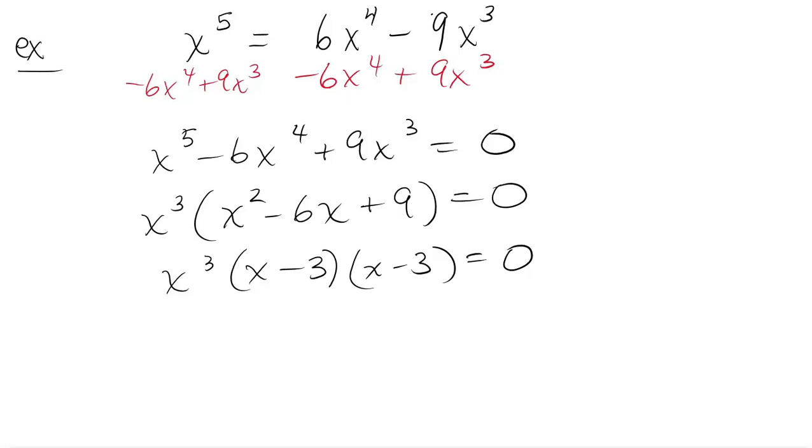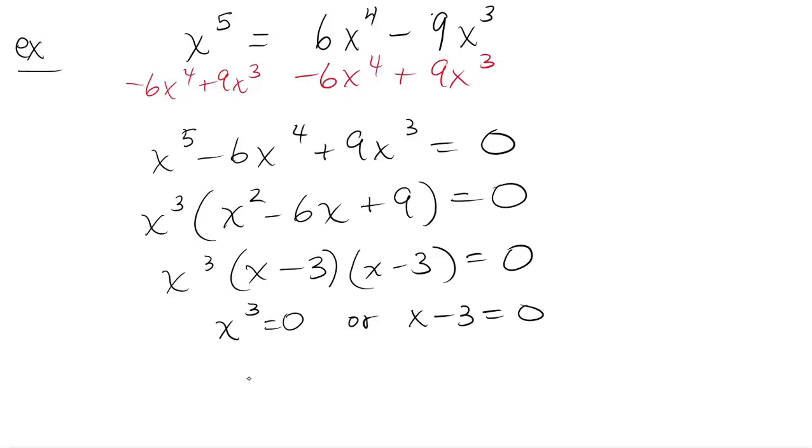I know I just skipped this step in the last problem, but we haven't seen one with a cubic term out here, so I'm going to write this out. There are two possibilities, either x cubed equals 0 or x minus 3 equals 0. I know there are 2 copies of x minus 3, but there's no good reason to write it again because it's going to yield the same solution.